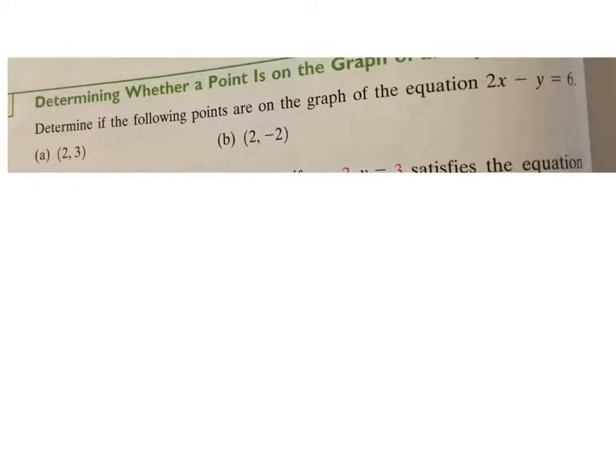Okay, so we're on example 6 on page 8. We're continuing chapter 1, section 1. Example 6 says, determine if the following points are on the graph of the equation 2x minus y equals 6.